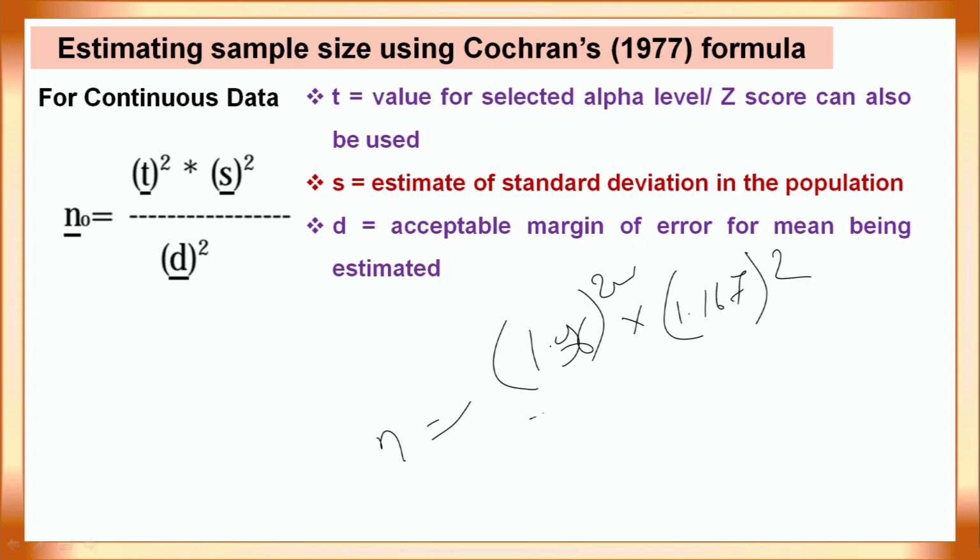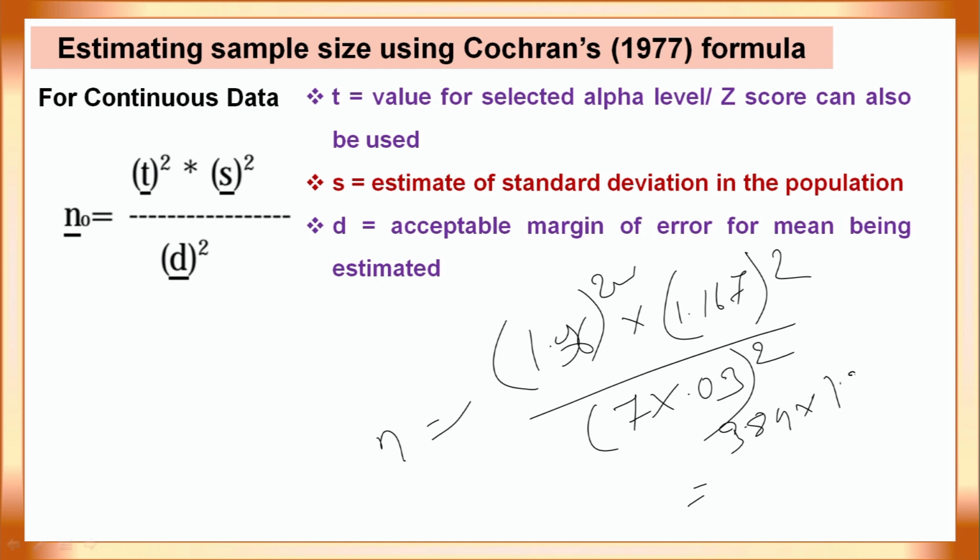Okay. So, it is whole square divided by d square, that is the margin of error. So, margin of error is calculated as 0.03, 7-point scale you are using. Okay. So, if you calculate this one, it will be around 3.84 into 1.167. Okay. So, it will be 1.37 divided by 0.0441. So, if you calculate this one it will give you 119.29. Okay. So, around you can take it as 120 also.